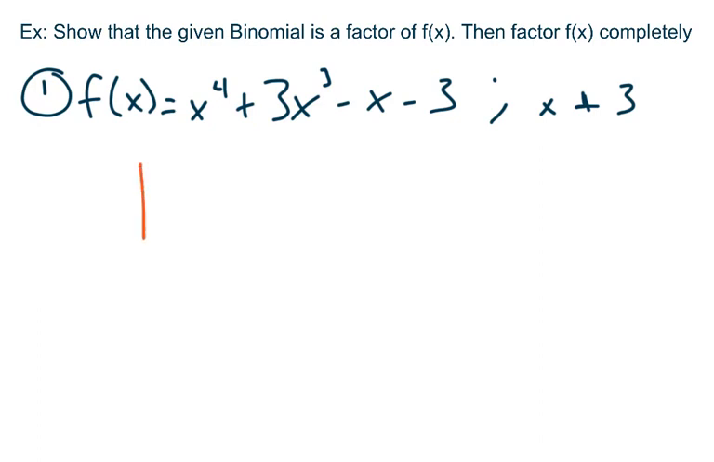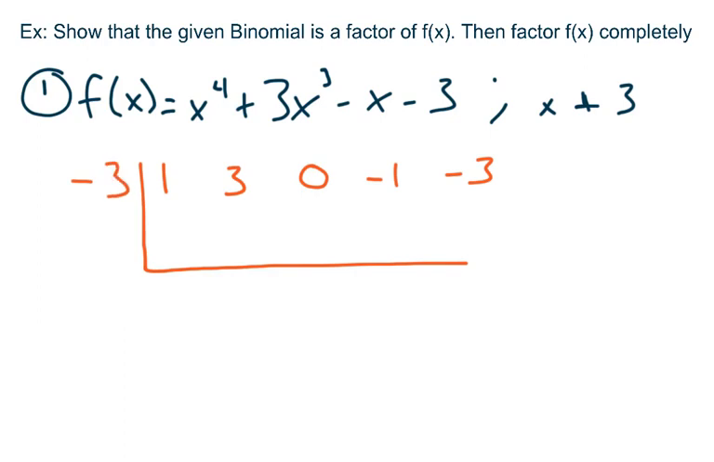So what we're going to do, we're going to start with synthetic division. Coefficients in the middle, 1, 3. I don't have an x squared term, so that's 0. Negative 1, negative 3. The number out front, the opposite of the number in the binomial, negative 3. And let's go from there and do our synthetic division.